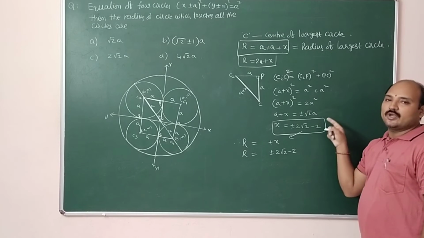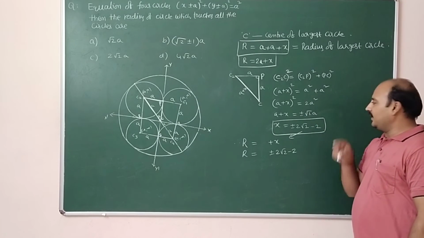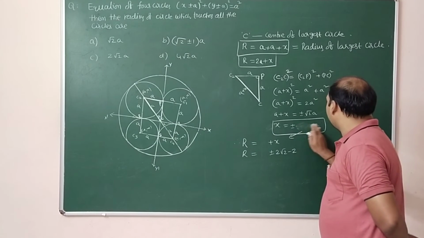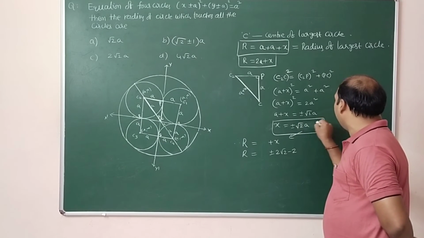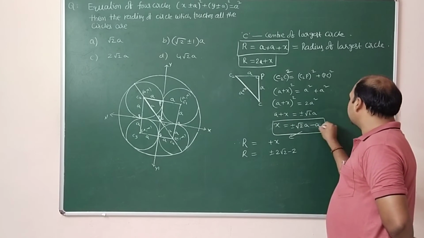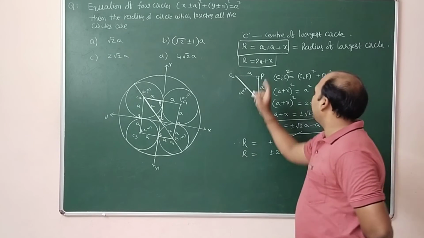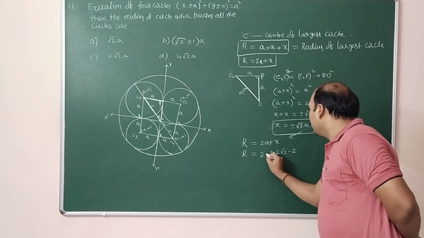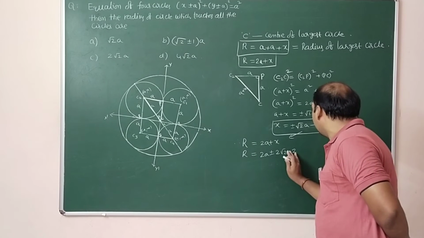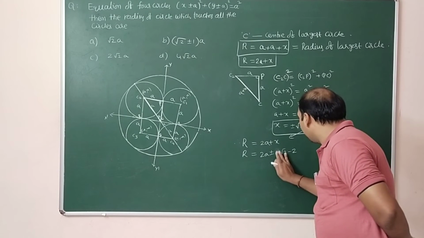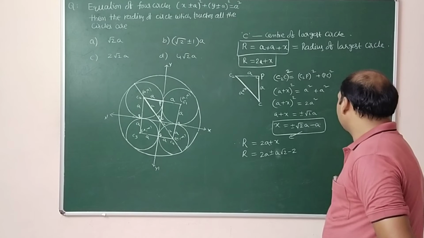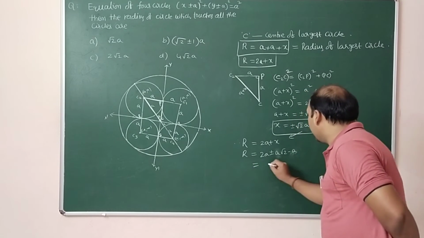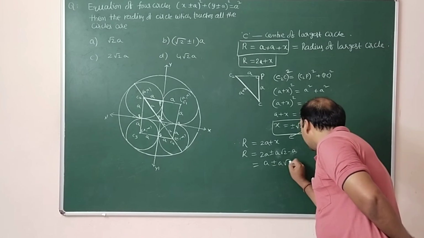We can write it as root of 2a square. So plus or minus root 2 into a. From this, plus or minus root 2a, here we can take this side minus a. So capital R equals 2a plus x. The x value we got from here. So the 2a plus x value is plus or minus root 2a minus a. So 2a minus a is a, plus or minus a root 2.